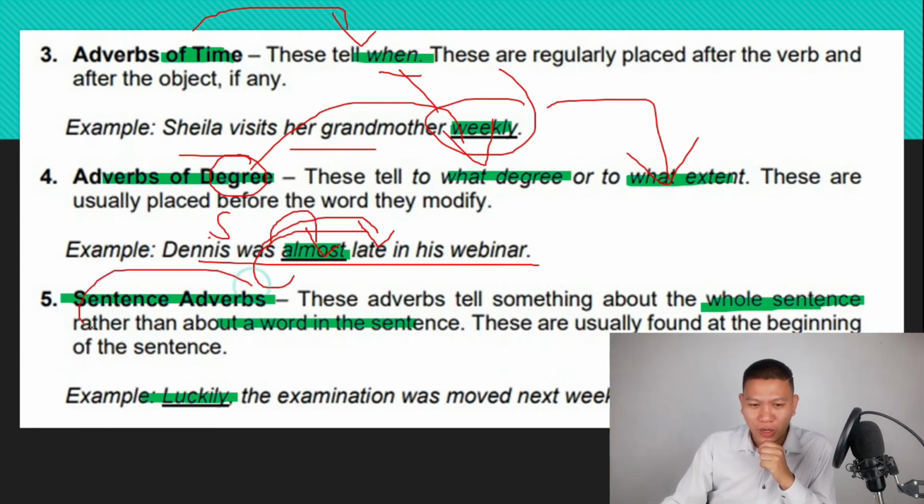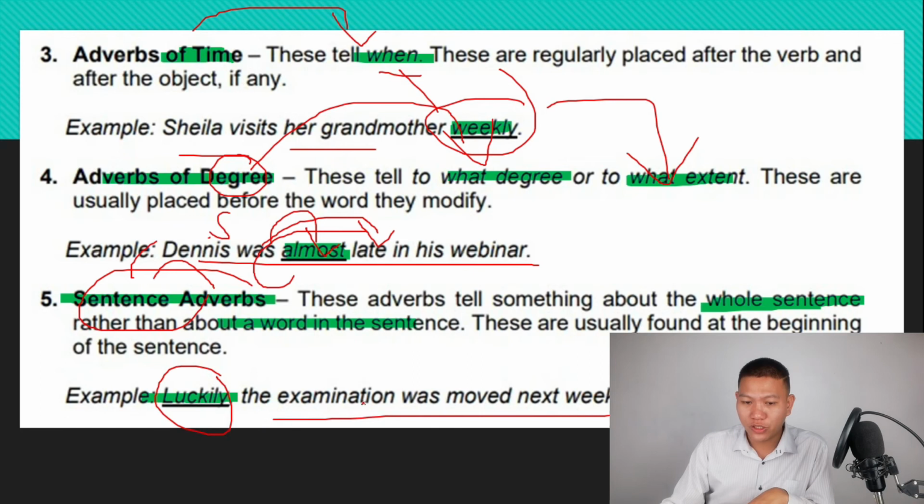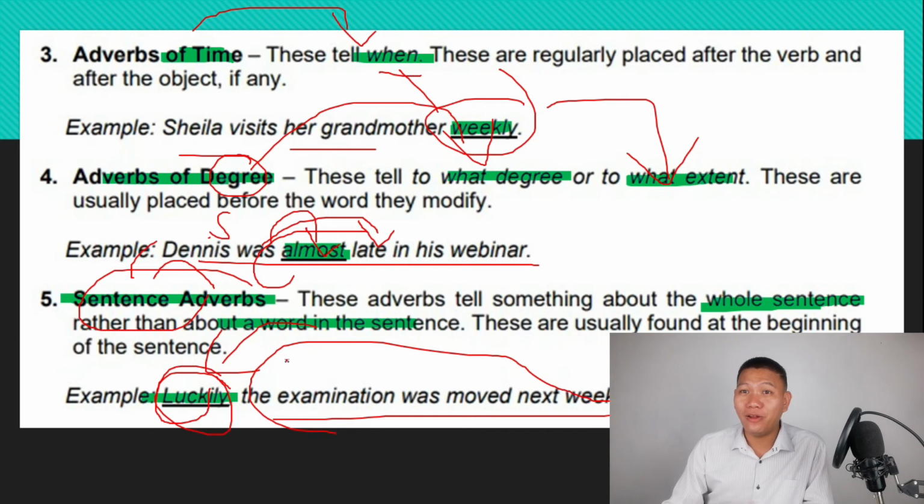Sentence adverbs. So aside from modifying words, adverbs can also modify the entire sentence. Example: Luckily, the examination was moved next week. So our sentence is, the examination was moved next week, and it is being modified by luckily. Again, adverbs usually end in ly, but there are other adverbs which do not end in ly.